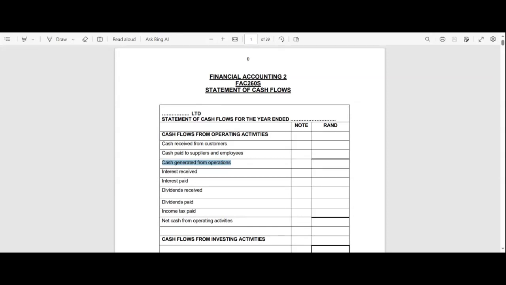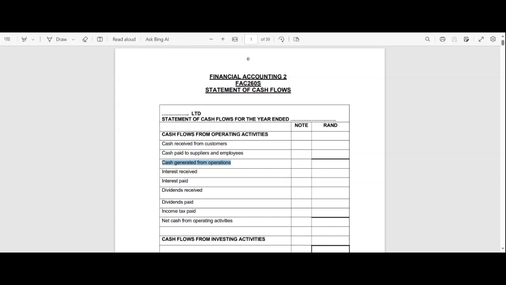Please make a note of this, either mentally or in your notebooks. There are no incomes on the face of the statement of cash flows. There are no expenses on the face of the statement of cash flows. There are no assets on the face of the statement of cash flows. There are no liabilities or equity on the face of your statement of cash flows. When we get to the note, the indirect method, that is a different matter.